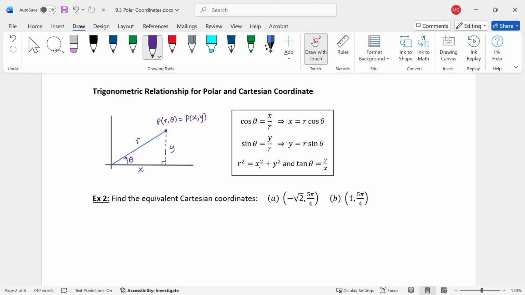We also get that r squared is equal to x squared plus y squared from the Pythagorean theorem, and tangent of theta is equal to y over x. So just to add to this, if you know x and y, you can find r by taking the square root of x squared plus y squared. And if you know y and x, you can find theta by taking tangent inverse of y over x.